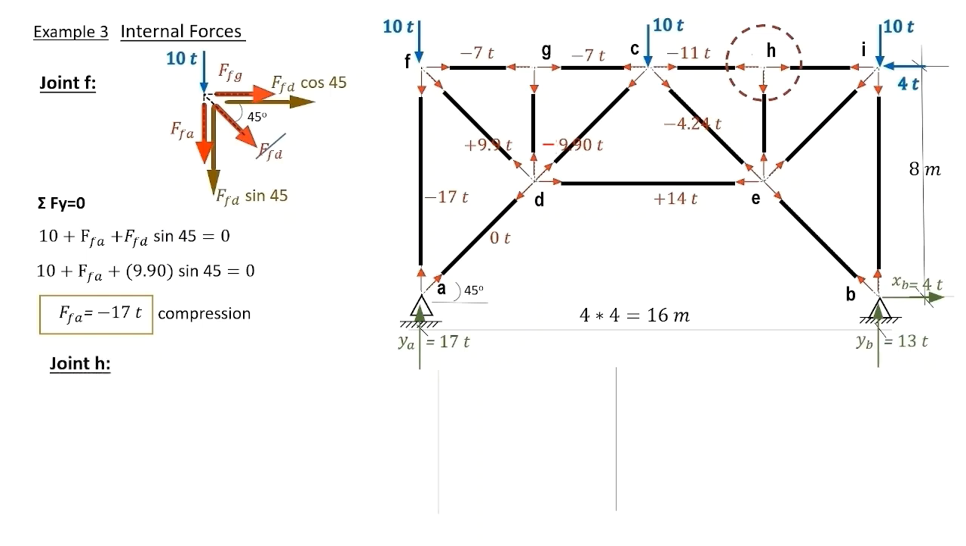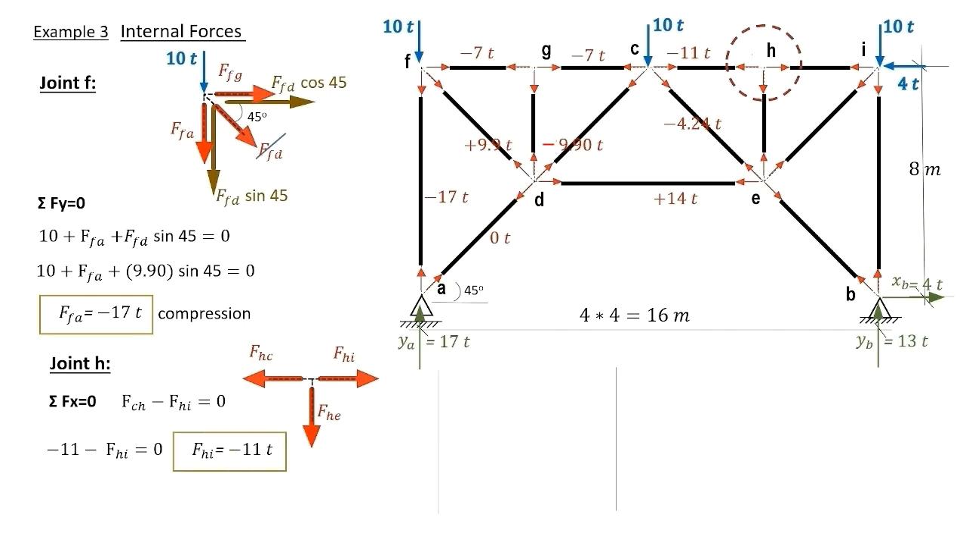Considering the joint H, we extract it here. And we consider the forces in the x direction. We already computed the force in CH. We substitute for it, which gives the force in HI equals minus 11 tons compression and is plotted here on our diagram. We consider the forces in the y direction, which gives that the force in HE equals 0 and is plotted on our diagram.